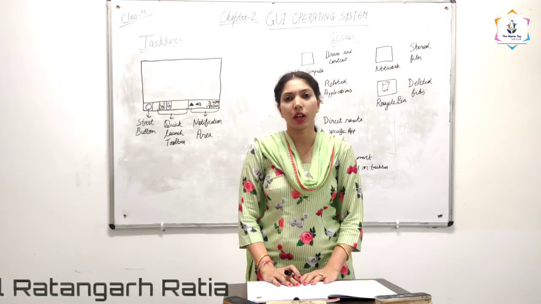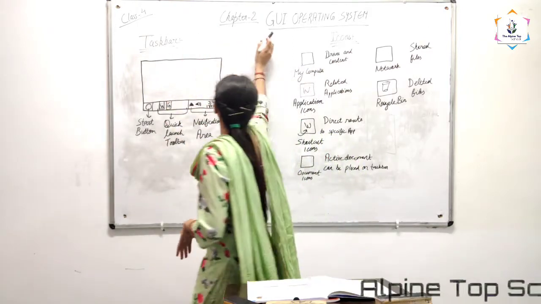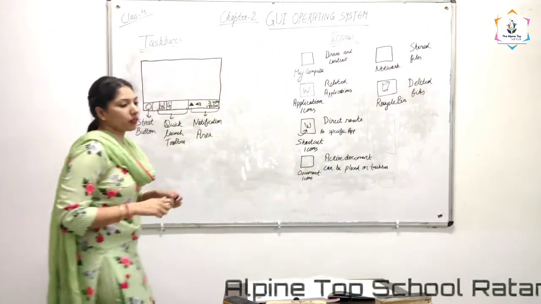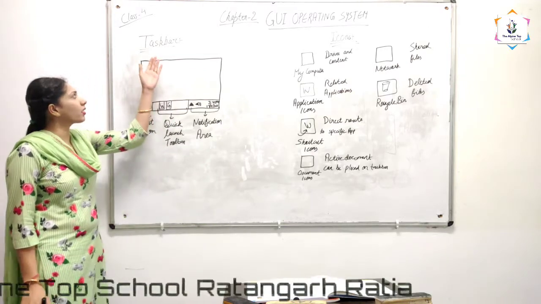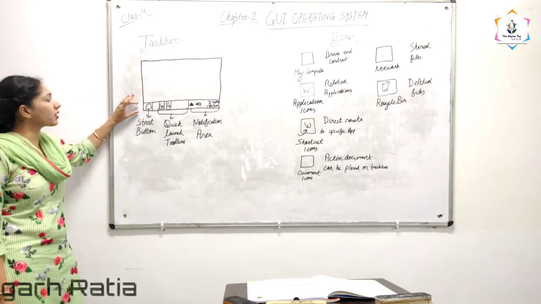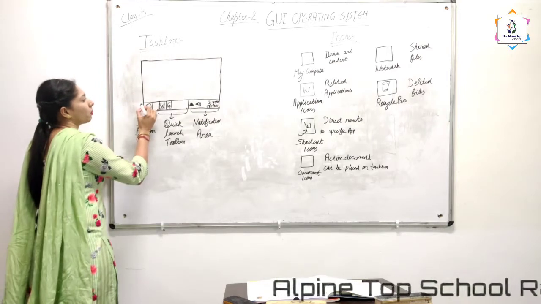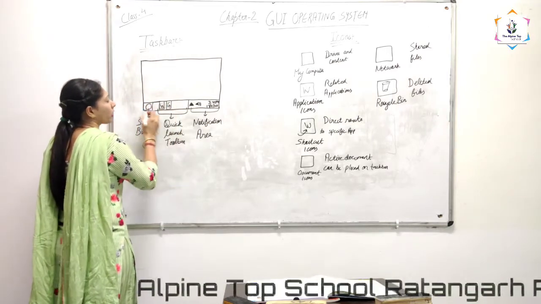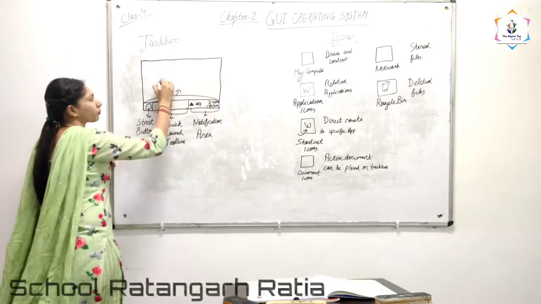Today we are going to start our chapter number 2 of computer, that is GUI operating system. In previous class we have studied the features of Windows. Now next is our taskbar. What is taskbar? Taskbar is on the bottom of desktop. This bar that is placed on the bottom of desktop is known as taskbar.